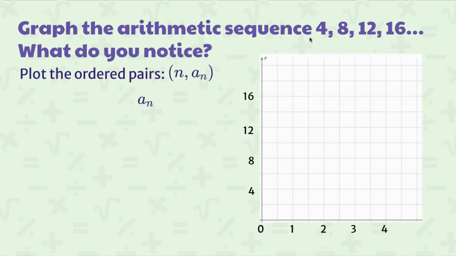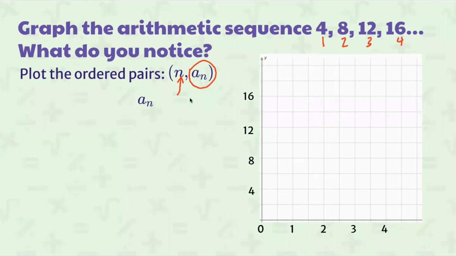So let's say we're graphing the arithmetic sequence 4, 8, 12, and 16. The way you want to plot your ordered pairs is with n, remember that's the position of your term. So for example, 4 would be your first term, 8 would be your second, 12 would be your third, and 16 would be your fourth. And a sub n just represents your term.